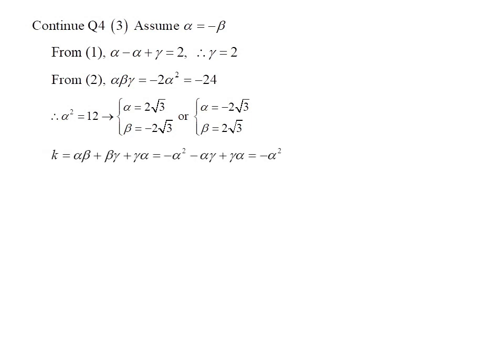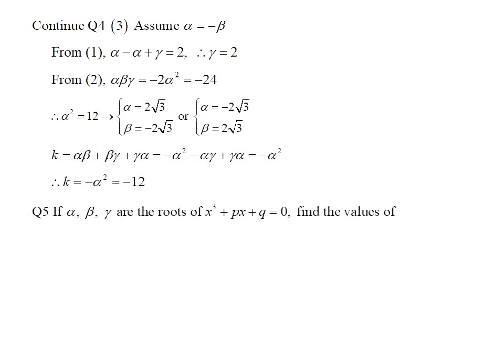Since we have worked out the values of alpha, beta, and gamma, we may equate the linear coefficient of both sides of the polynomial equation to calculate the value of k, which is equal to the sum of alpha beta, beta gamma, and gamma alpha. That can be simplified as negative alpha squared. Finally, the value of k is calculated, which equals negative 12.